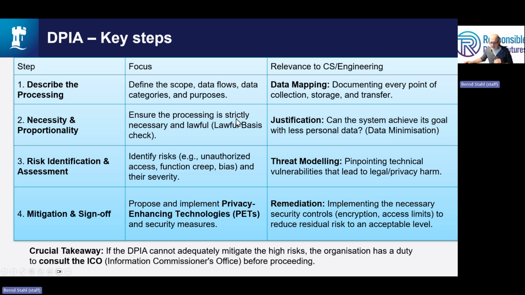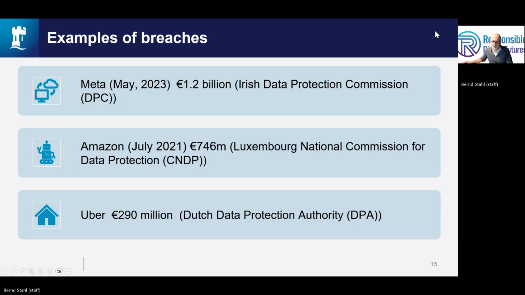If you do a DPIA and the DPIA comes to the conclusion that you cannot adequately mitigate the risks, then you cannot simply go ahead and deploy your system. You then need to consult with the Information Commissioner's Office, which is the regulator for data and data protection, before proceeding. Now that's important. If you don't do that, you may well be falling foul of the GDPR. There are lots of examples of that having happened.